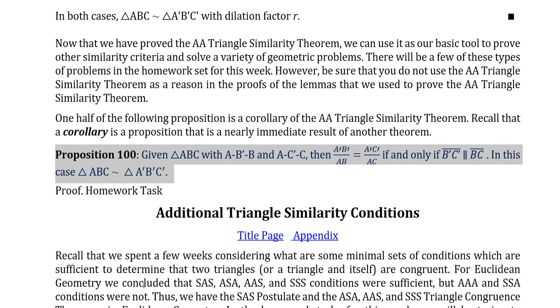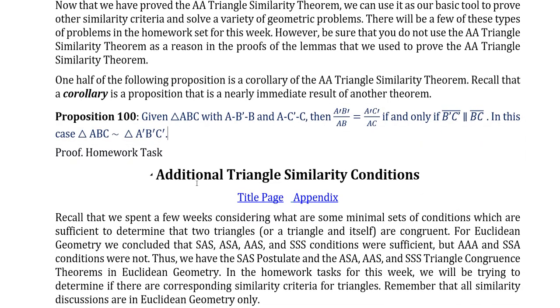Half of that is a direct corollary of this angle-angle triangle similarity theorem. In other words, a corollary is a theorem or proposition that is a direct result of an earlier result, an earlier proposition. So in this case, you'll be able to just get a couple of angles congruent and then immediately get the result that you want of the similar triangles in one direction. Then you have to prove it in the other direction. I'm going to leave that one as a homework task and not go over the proof right now.